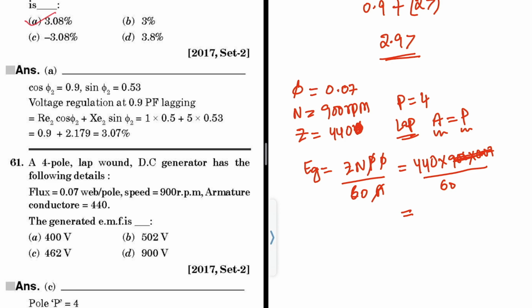If you calculate this, you can write this as 9 into 7, because 0.07 you can write as 7 by 100. So 3 3 is a 9, 22, so 66 into 7, which is 42 and 462. Answer will be C.